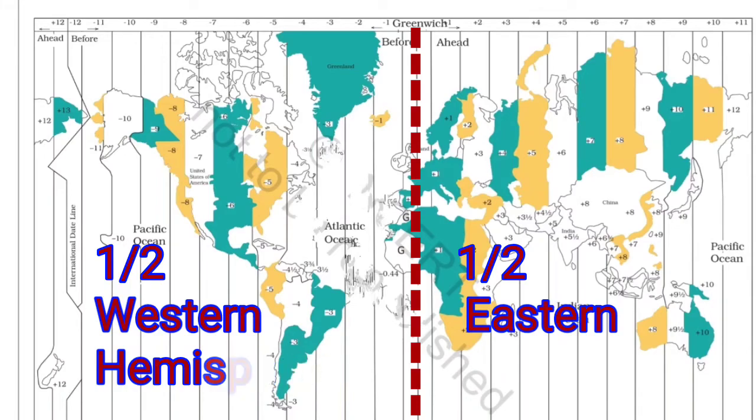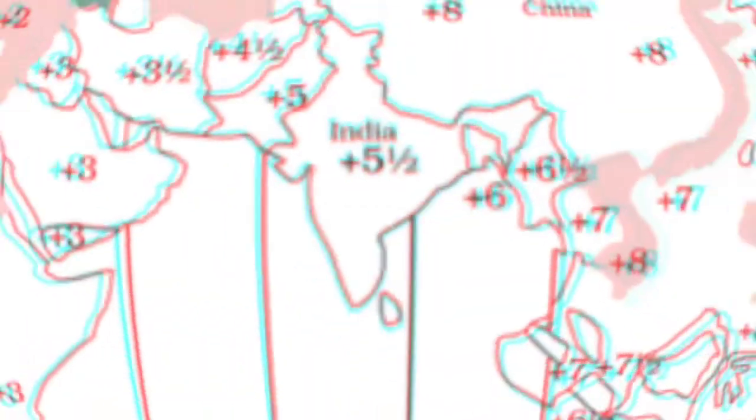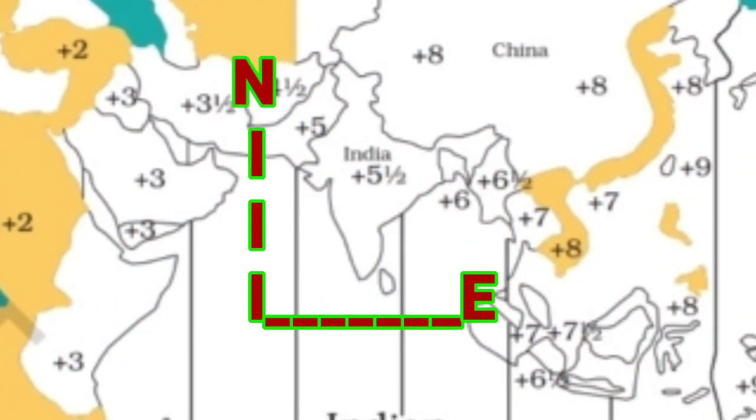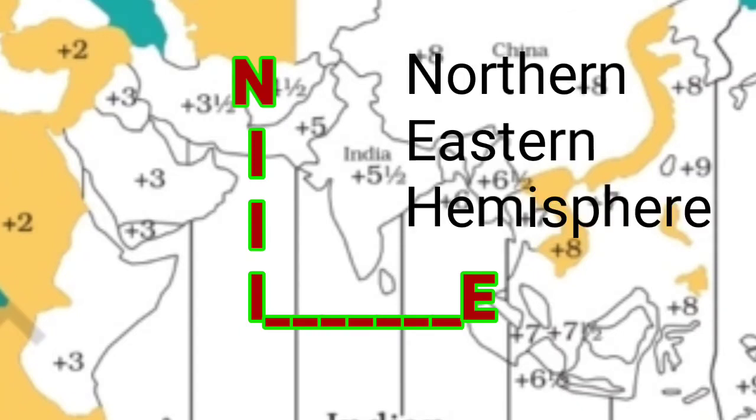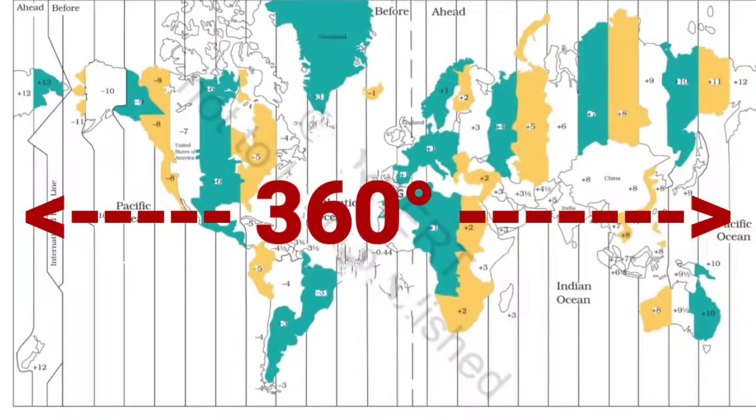Can you tell me, children, India is situated in which hemisphere, according to latitudes and longitudes both? So the correct answer is the northern eastern hemisphere. So children, the total value of longitudes is 360 degrees.